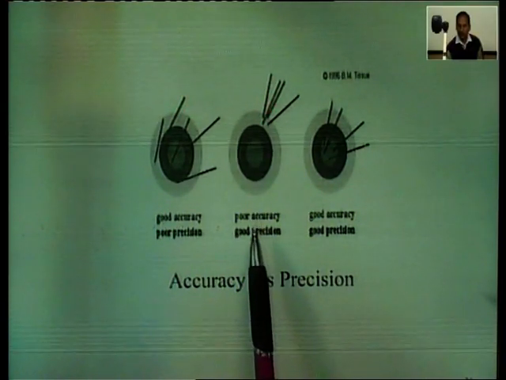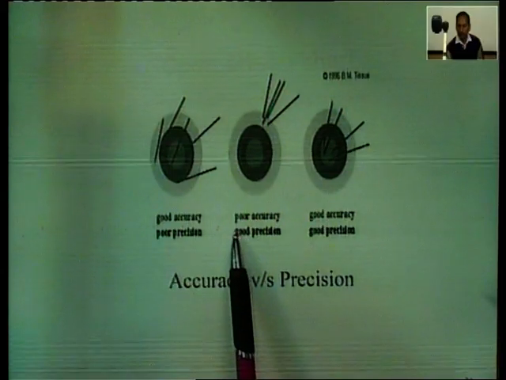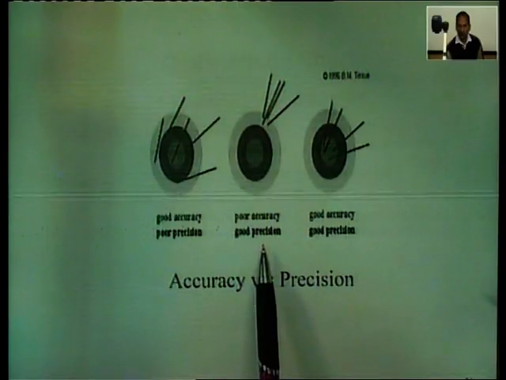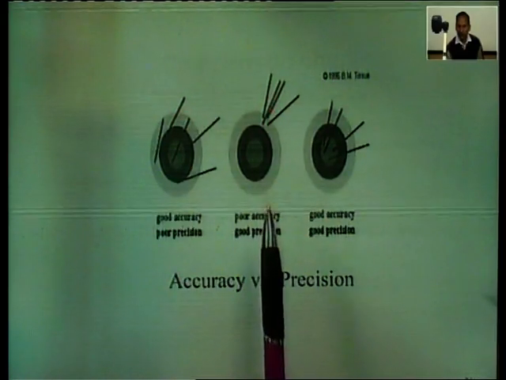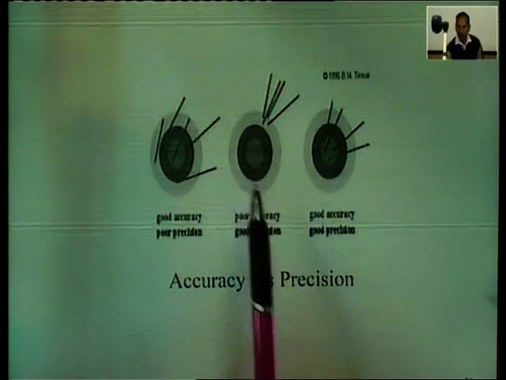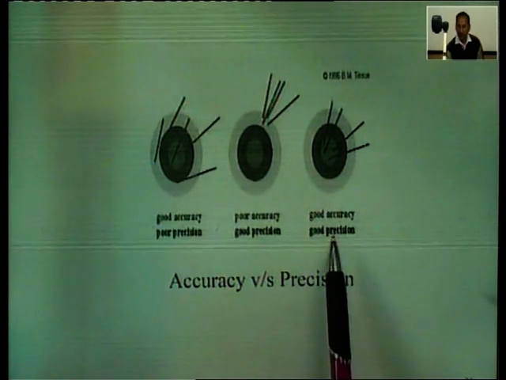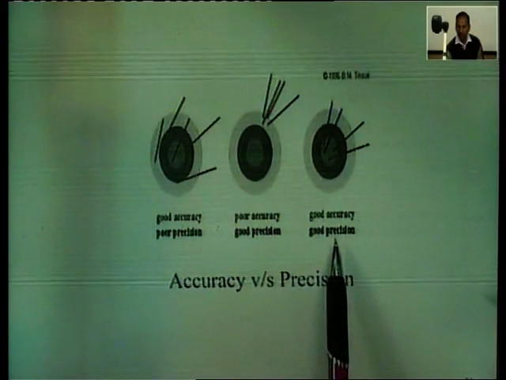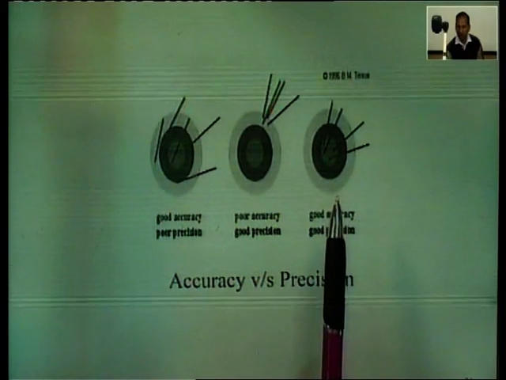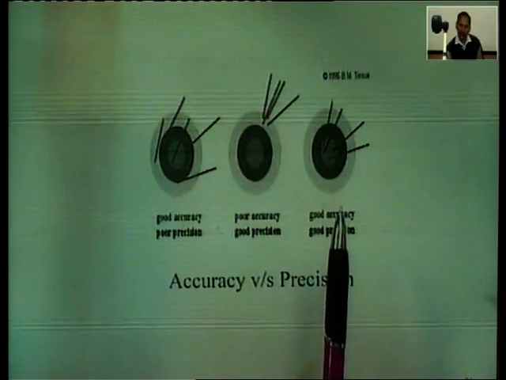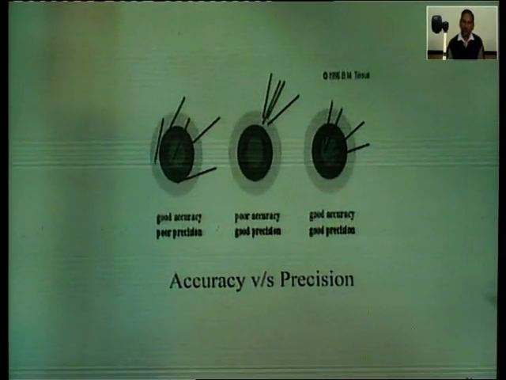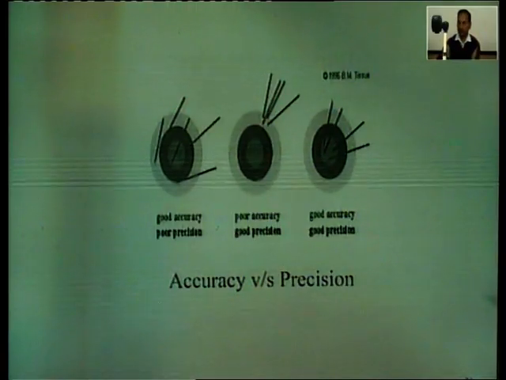Similarly, in this case, we can say this is poor accuracy but good precision, because all these arrows hit a side of the dartboard. Similarly, in the third case, this is good accuracy and good precision, because all these arrows hit the dartboard in the center point. So this is basically the difference between accuracy and precision.